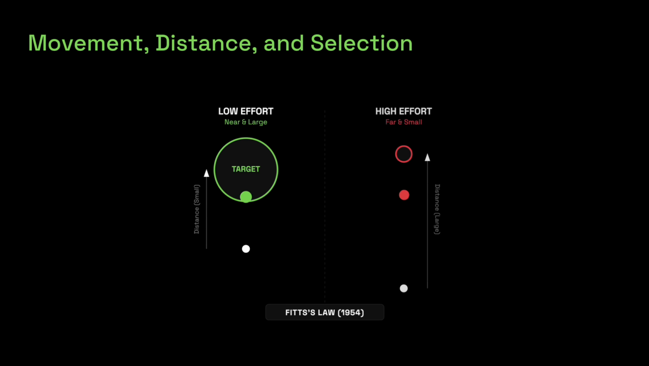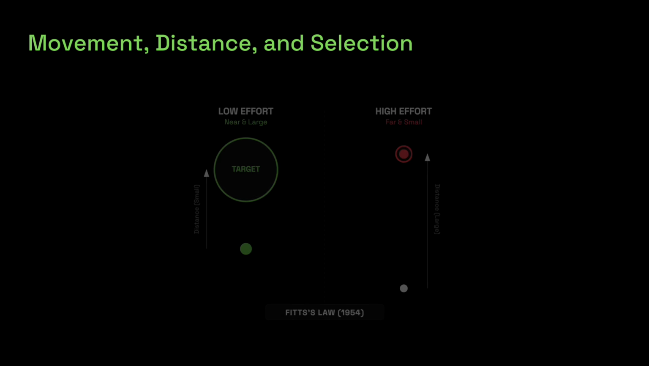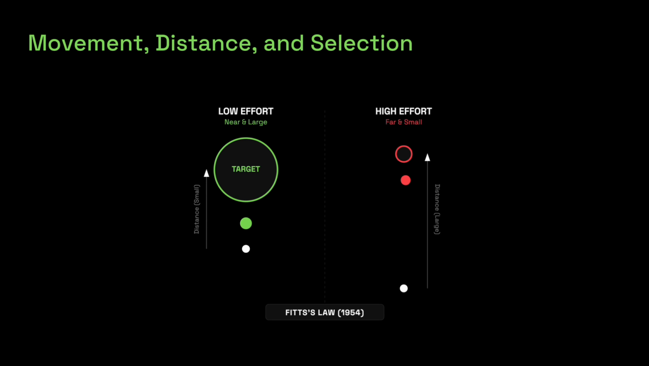Human-computer interaction research has long examined how people move towards targets on a screen. One of the most influential models is Fitts' law. It describes how movement time increases as targets become smaller or farther away. In practical terms, layout is never neutral. Geometry directly affects speed, accuracy, and effort.